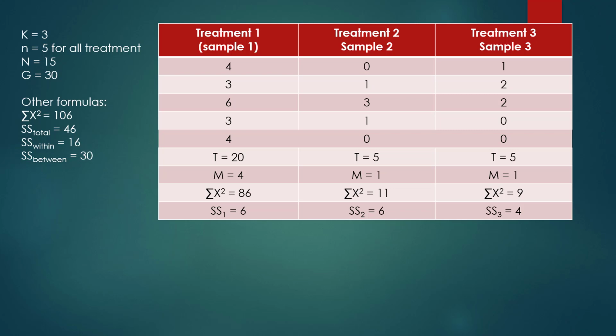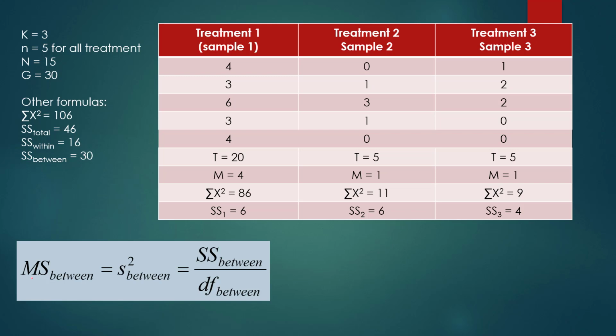So here's that example from the previous video. First, what we're going to do is calculate our MS between. So we need our sum of squared deviations from between, and that's our value here. We need our degrees of freedom from between, and we said degrees of freedom from between is K minus 1. We know we have K up here of 3, which was 2. So to do this formula, we take our SS between, which was 30. We put it over 2, and the value ends up being 15.